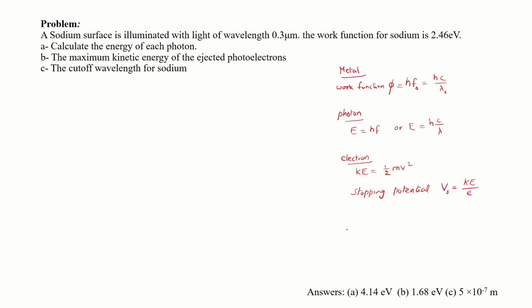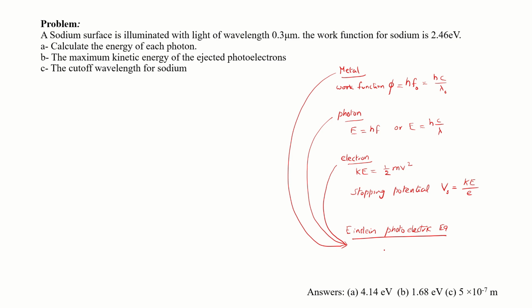Next one, Einstein's photoelectric equation, which combines all of them, this, this and this. All of them are in this equation. That is, the energy of the photon is equal to the work function of the metal plus the kinetic energy of the electron.